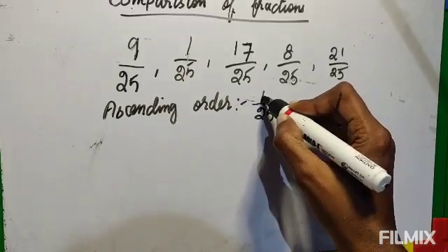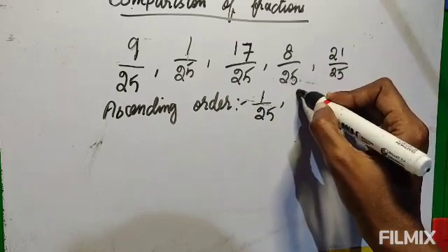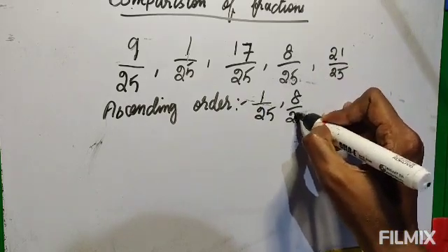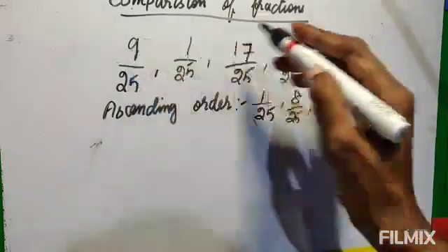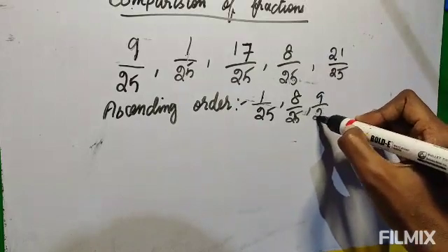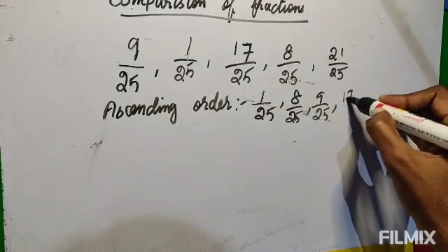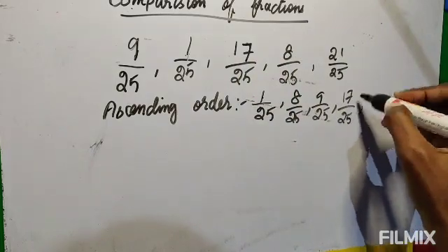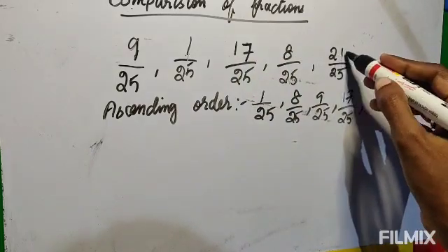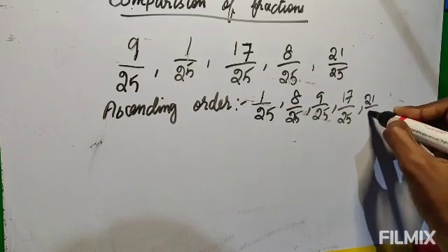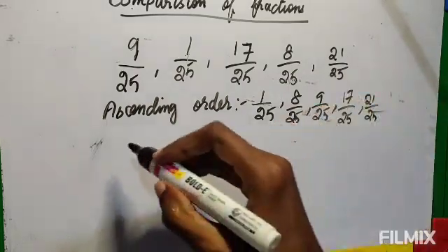So now bigger than 1. Next one is 8, so 8 by 25. Now bigger than 8, 9. So 9 by 25. Bigger than 9, 17. So 17 by 25. And bigger than 17, 21. So 21 by 25. So this is ascending order.